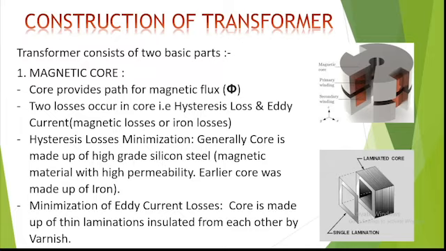Two losses occur in the core, that is hysteresis loss and eddy current loss, also known as magnetic loss or iron loss. Hysteresis loss minimization is achieved nowadays by making the core of high-grade silicon steel. It is a magnetic material with high permeability. Earlier, the core was made up of iron. Minimization of eddy current losses can be achieved by making thin laminations insulated from each other by varnish.